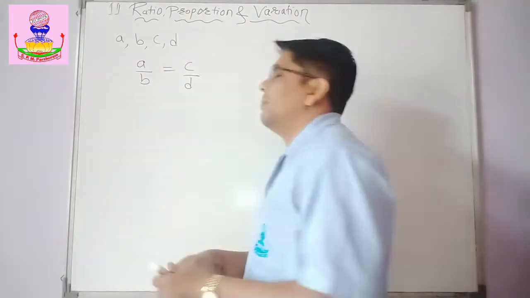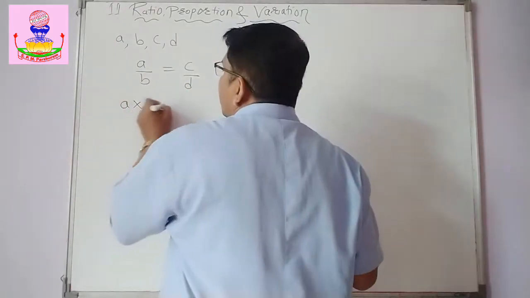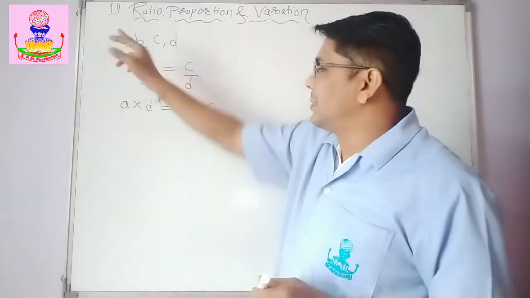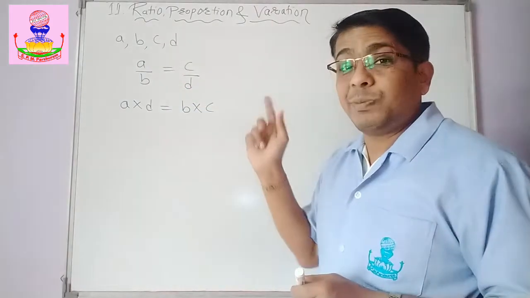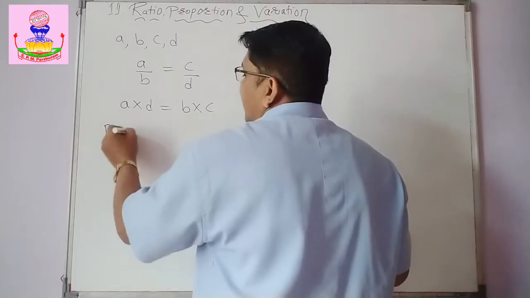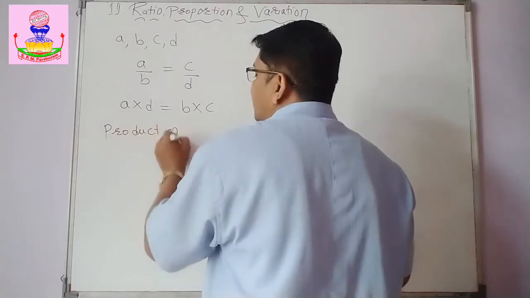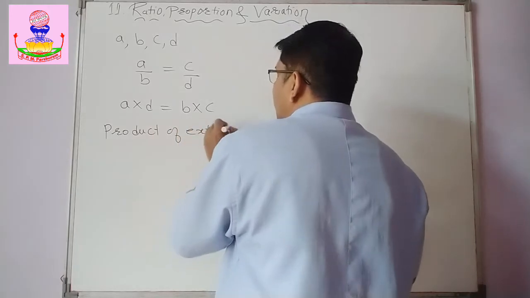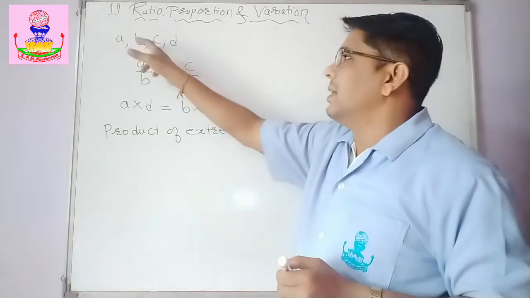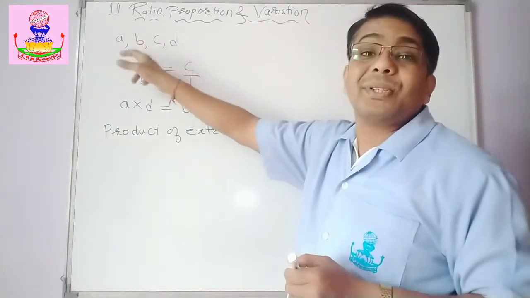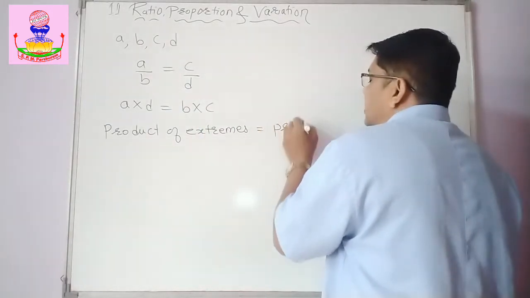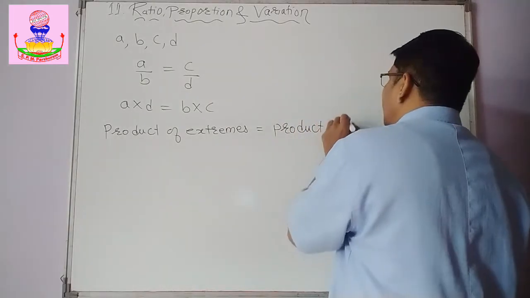Now if I cross multiply them, what I get? A into D is equivalent to B into C. Exactly. Okay. Now A is the first proportional and D is the last proportional. So they are called extremes. What are they called? Extremes. So we can say product of extremes is equivalent to, now B and C, B is second proportional, C is third proportional. So they are called means. So product of extremes is equivalent to product of means.